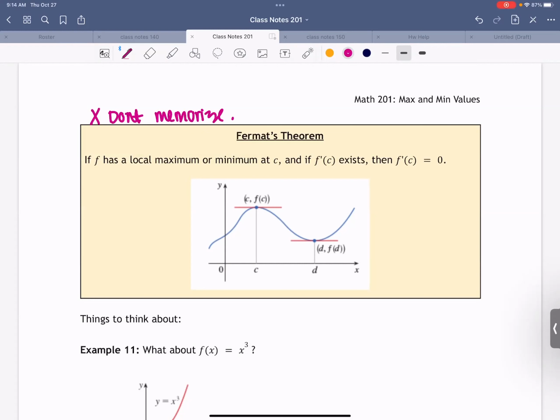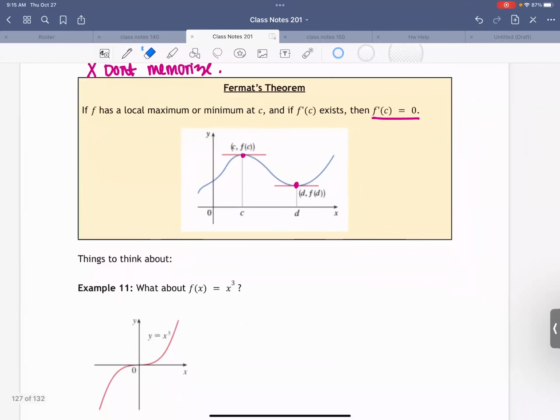Let's say we have a function and it has a local max or min. So it has a max here, it has a min here, okay? And also at these local maxes or mins, the derivative actually exists. If this is true, then the derivative is equal to 0. Now we've talked about this before. We know that if there's a turning point, the derivative is equal to 0. Let me just show you some reasons why we don't actually care about this theorem, okay?